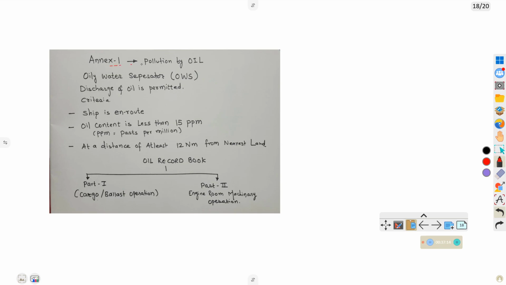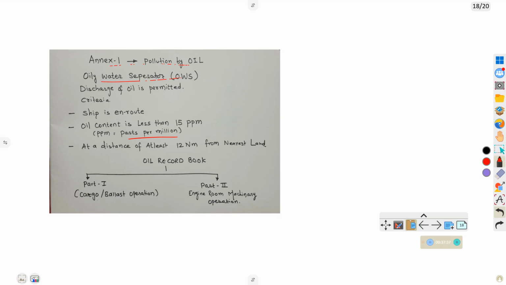So our next one deals with the pollution by oil. What is it? It is an oil water separator. What is the discharge criteria? The ship is en route. Oil content is less than 15 ppm. ppm means parts per million. At a distance of at least 12 nautical miles from the nearest land.